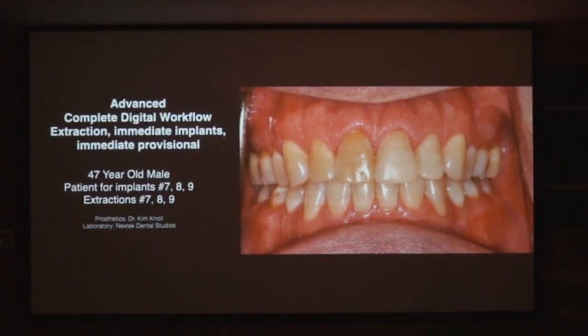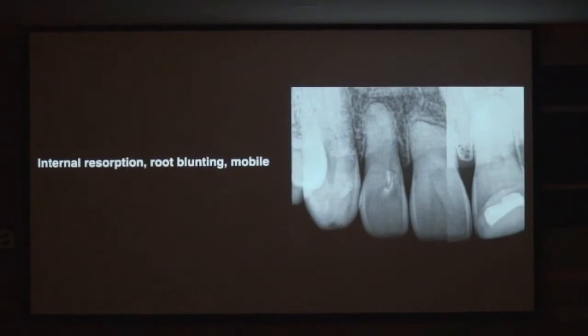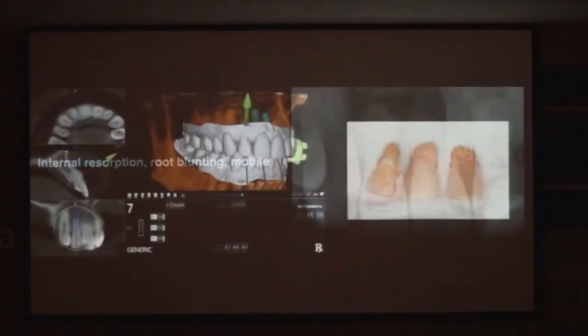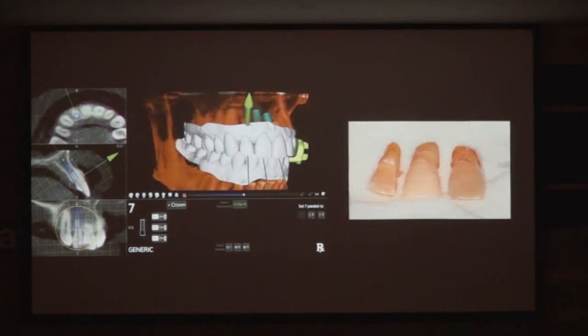There's not going to be any lab work at all done except for the digital milling of the provisional. So these are the teeth, ortho blunting. They've become mobile, and we know they're going to come out. So first thing we do is take a CT with an X-clip and do an intraoral scan of the patient's present dentition.